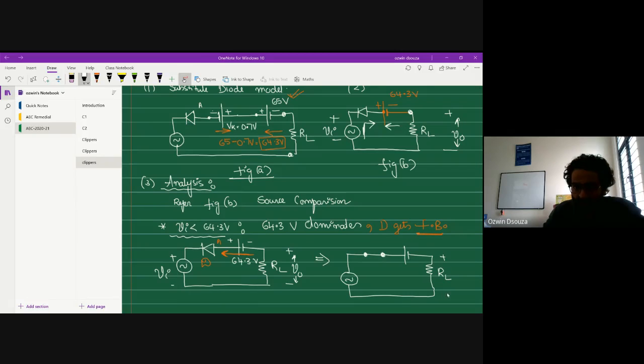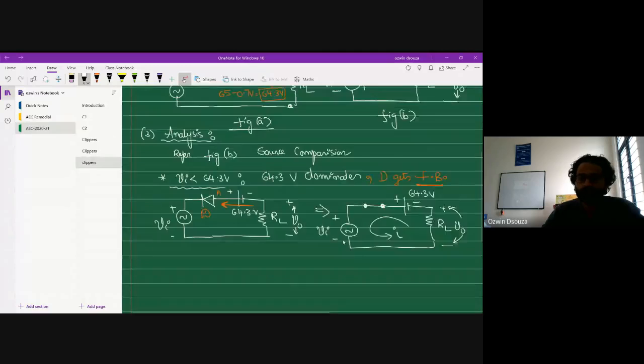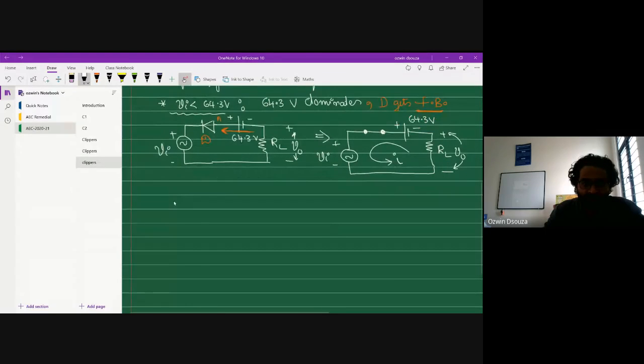Please feel free to pause me in case of any doubts. Yeah, I'm going slower. So this is the direction of current, correct? This is your I. Now you apply KVL. Let's say this is figure C and this is figure D. Apply KVL in figure D.